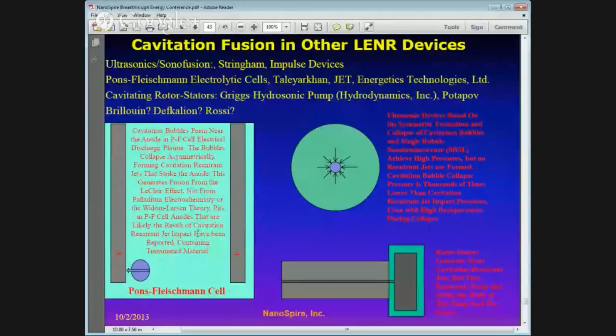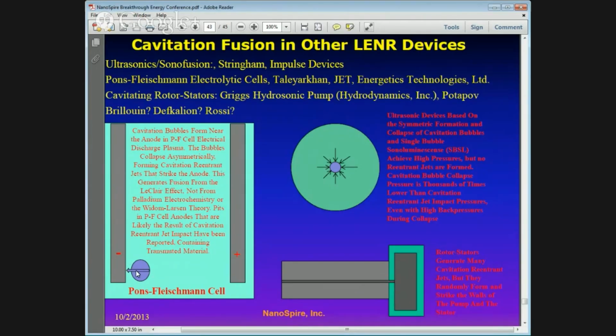If you look at what people are saying as far as Pons-Fleischmann cells, they're claiming the fusion is occurring inside the material. I'm saying that it's happening outside, and that the transmutation and the radiation and the fusion are all occurring right at the surface at the point of impact. So they're saying it's happening from the inside out, and I have complete doubt about that, because you see these pits in the electrodes and they're full of transmuted material. That didn't happen inside the material, it happened from the outside, from the impact of these jets.